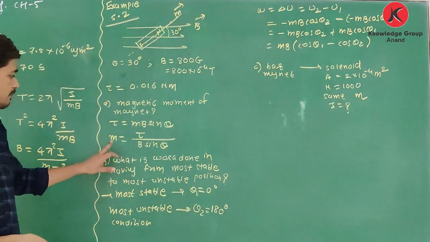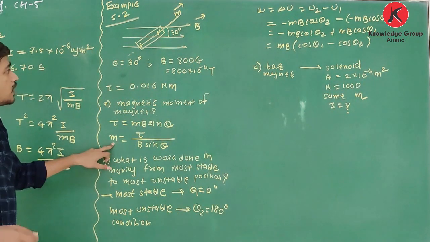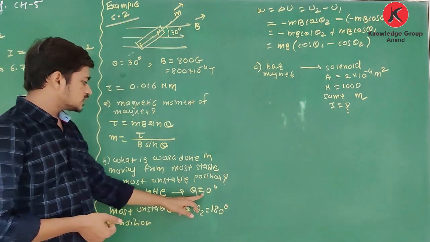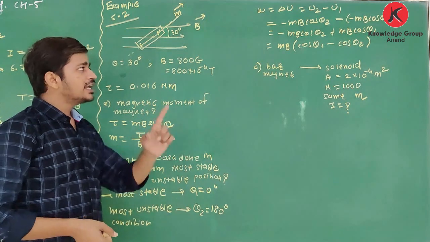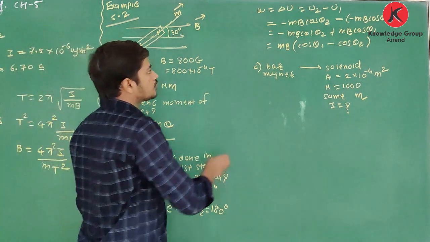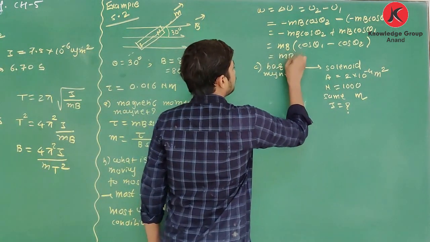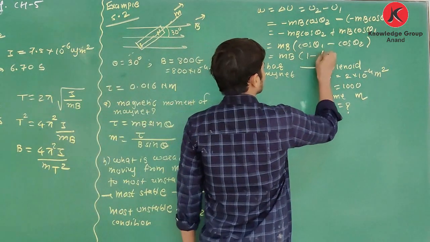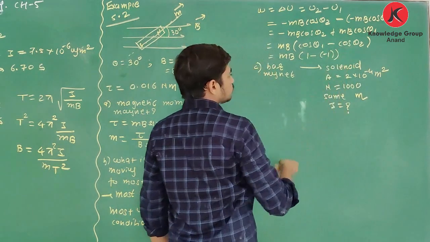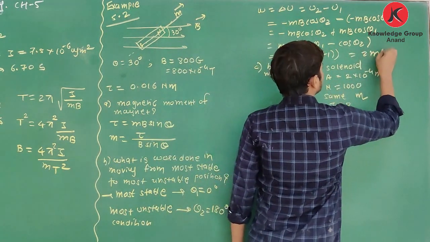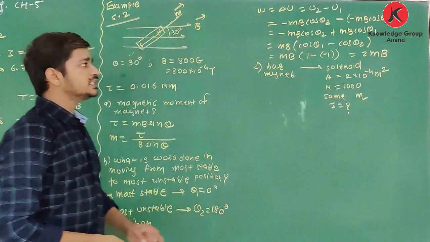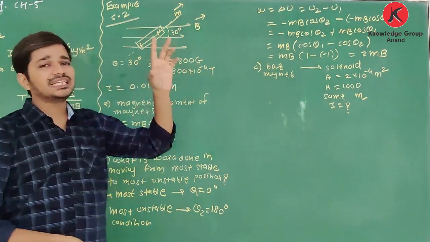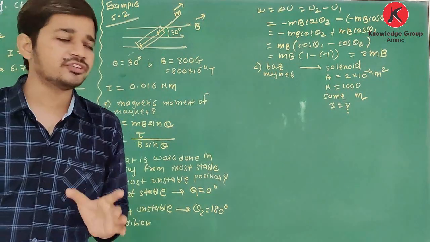You know the value of m from equation number 1. You know the value of B, 800 into 10 raised to minus 4. Cos theta 1 means cos 0, it is 1. Cos 180 is minus 1. So what you will get here is mB times cos theta 1, which is 1, minus cos theta 2, which is minus 1. Minus becomes plus. So here it is 2mB. You know the value of m, you know the value of B. You can easily find it with the help of this data.